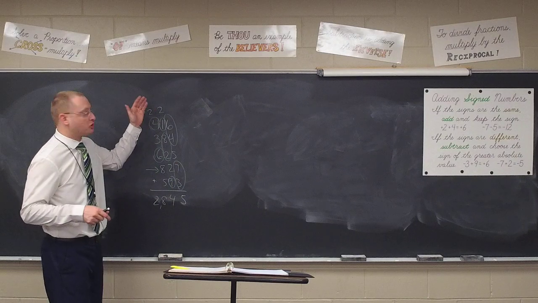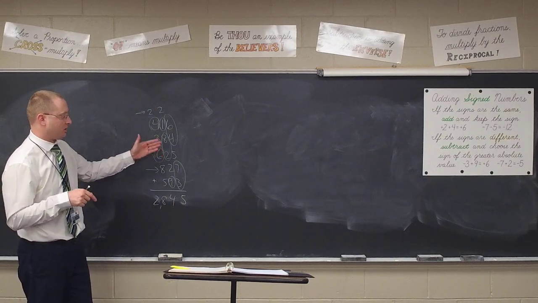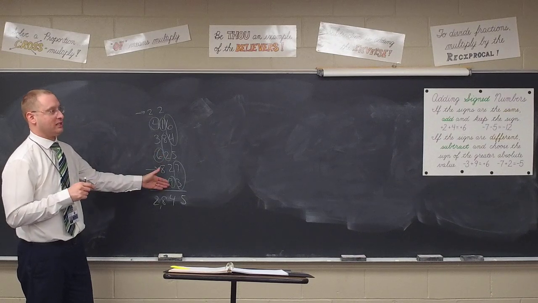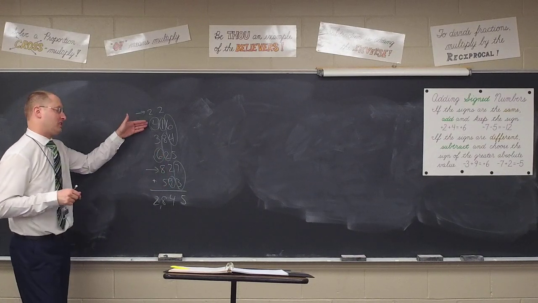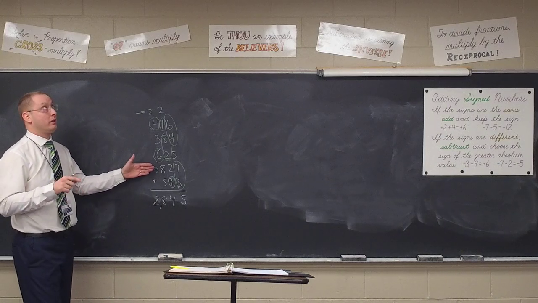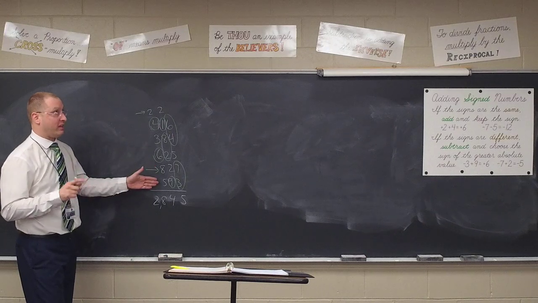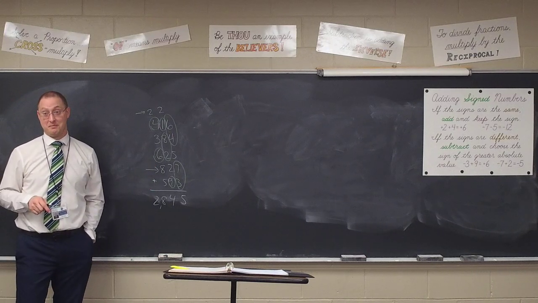Carry the 2. 2 plus 1 is 3, plus 8 is 11, plus 2 is 13, plus 2 is 15, plus 9 is, dang it, 24. Carry the 2. 2 plus 4 is 6, plus 3 is 9, plus 6 is 15, plus 8, dang it, 23. Plus 5 is 28. And I think that's how a lot of us are adding, isn't it?